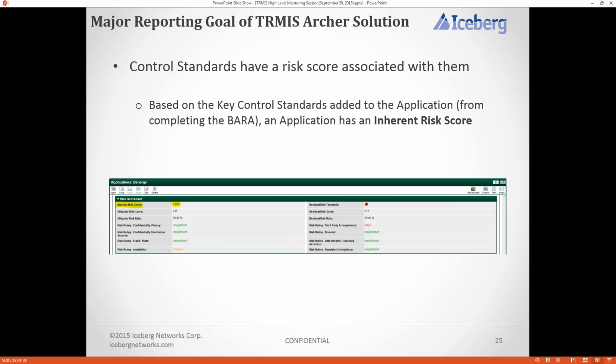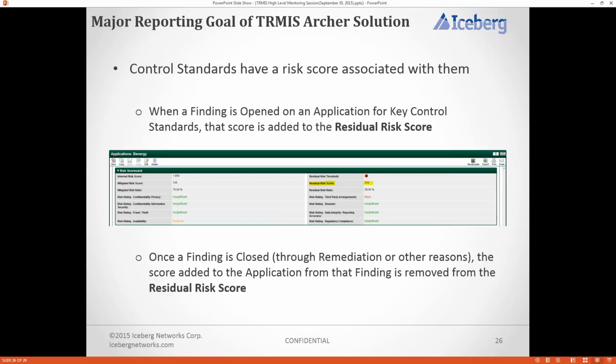So based on what standards apply to your application from completing the BERA and getting your risk ratings, the application will have an inherent risk score. Because you have a major risk in third party and a moderate in availability, you have risk there. It starts with your inherent risk. Because you have risk in those areas, this is your risk score currently. If you don't do anything, that's the score that you have.